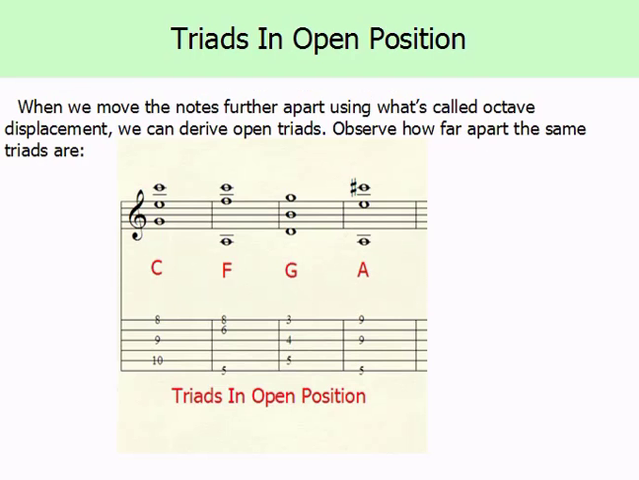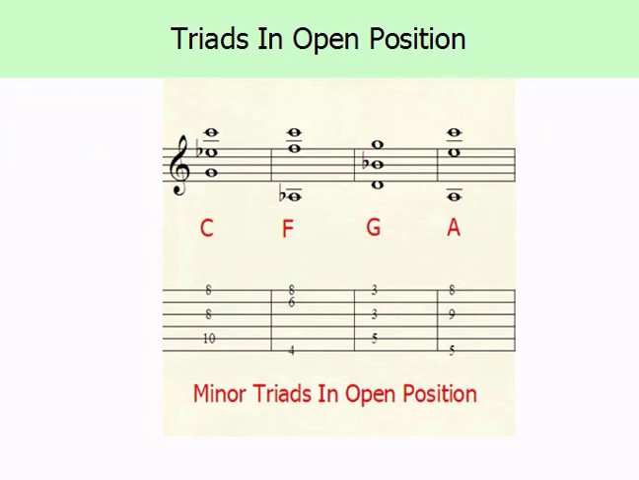When we move the notes further apart, using what's called octave displacement, we can derive open triads. Observe how far apart the same triads are. Same notes, G, E, and C, spread out. Look how far the low A is from the high F and the high C. Then we have the G, it's not as far spread out. And we have the A, which is pretty much a wide expanse there between the low A and the high C sharp.